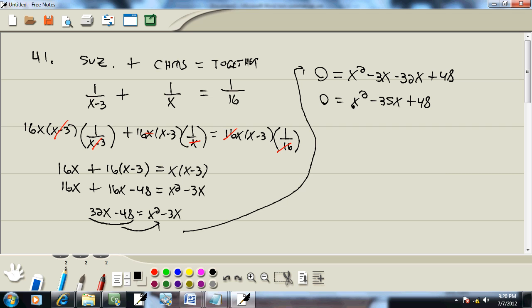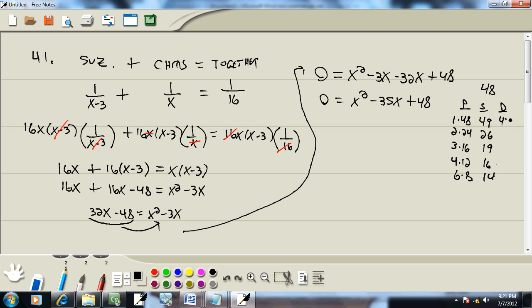X squared, x, no number in front of the x squared. So we'll take our number at the end, the 48, and write down all products that give me 48. 1 times 48, 2 times 24, 3 times 16, 4 times 12, 5, no, 6 times 8. Add them, that's the S column, S for sum. 1 plus 48 is 49, 2 plus 24 is 26, 3 plus 16 is 19, 4 plus 12 is 16, 14.